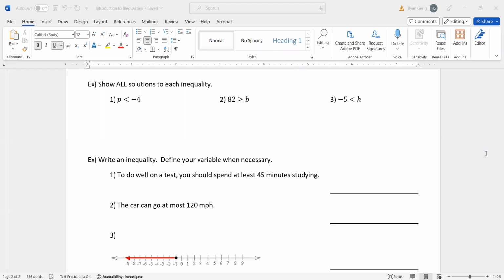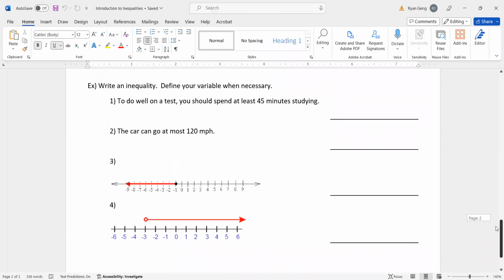And we're going to actually now write inequalities from words and from graphs. So to do well on a test, you should spend at least 45 minutes studying. So we're going to write an inequality from that because we have the word at least, which means it doesn't have to be exactly 45. It could be 45 or something else. But I'm going to write a variable first. The thing that's changing is how many minutes. So I'm going to do M standing for number of minutes.